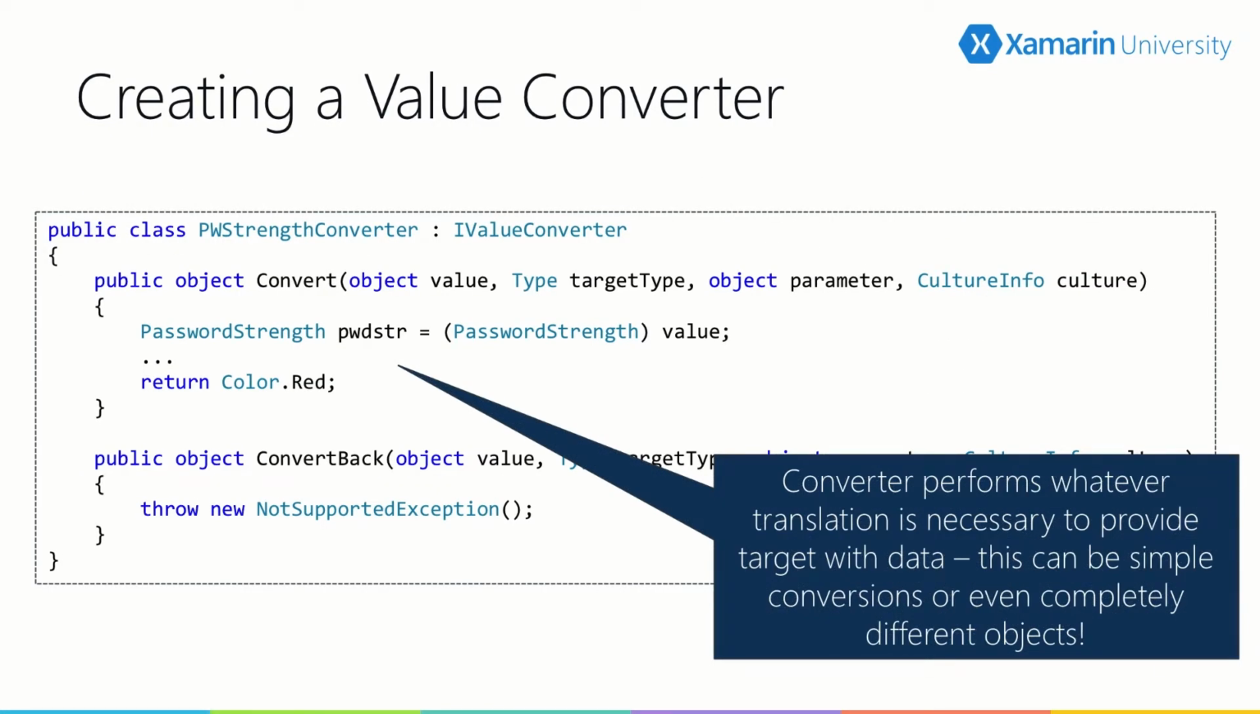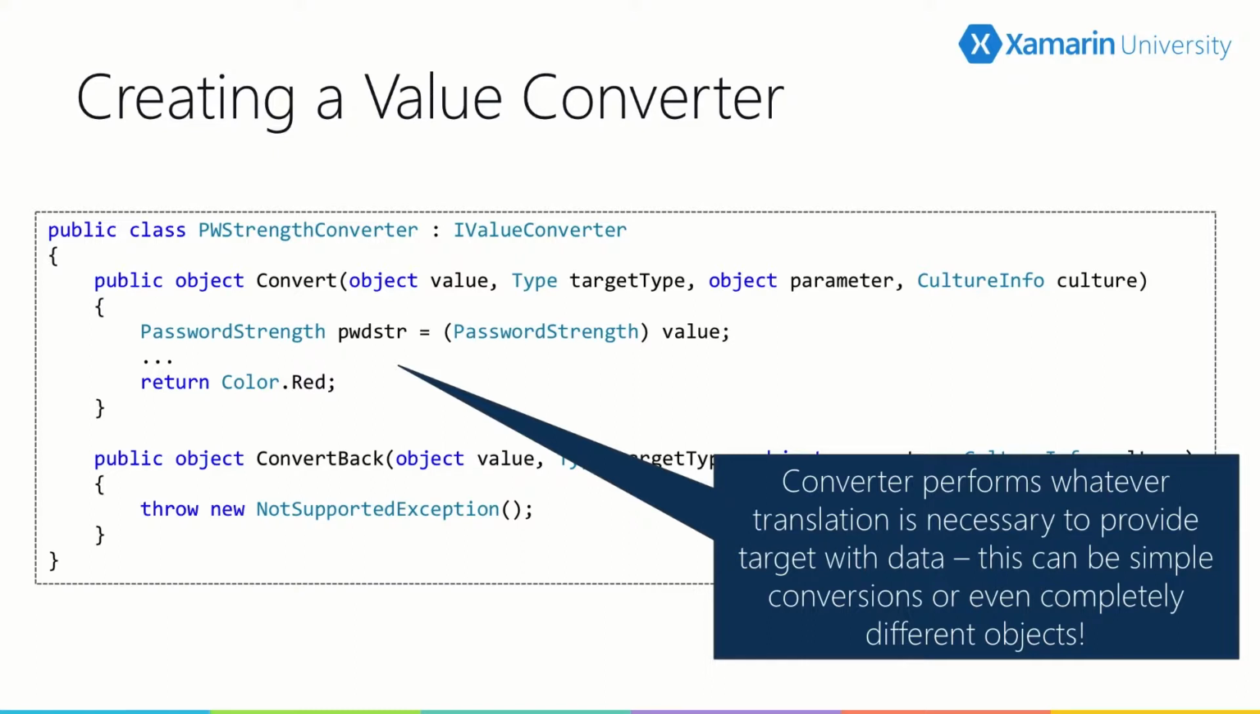Here's an example. We have created a password strength converter. By convention, these converters always have the suffix Converter. It implements IValueConverter and has the methods Convert and ConvertBack. If we look at the Convert method, the first parameter that we get here is an object called value. This is what Xamarin.Forms asks you to convert. Since this can be any type, it is represented as an object.